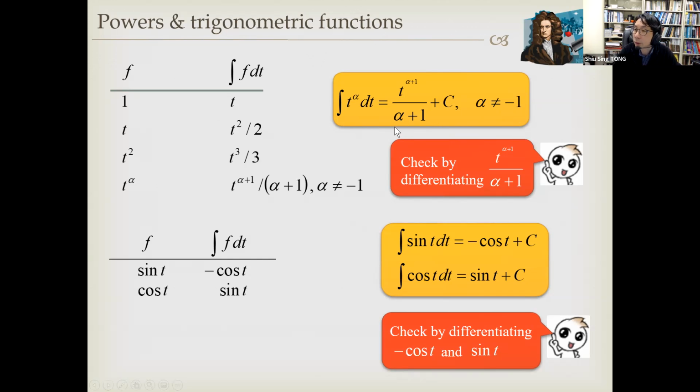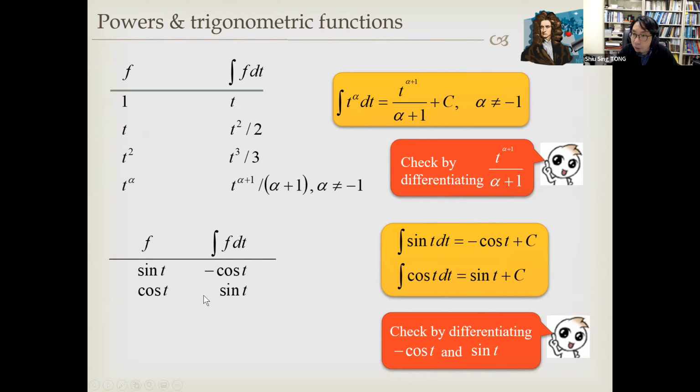Now, how do we prove it? Whenever we want to prove an integration works like this, we use differentiation, because differentiation is the inverse operation of integration. So that means we can check by differentiating this function. If we differentiate this function and we go back to t to the power alpha, that means the solution is correct, the integration is correct. And obviously, when you differentiate this, it goes back to t to the power alpha.